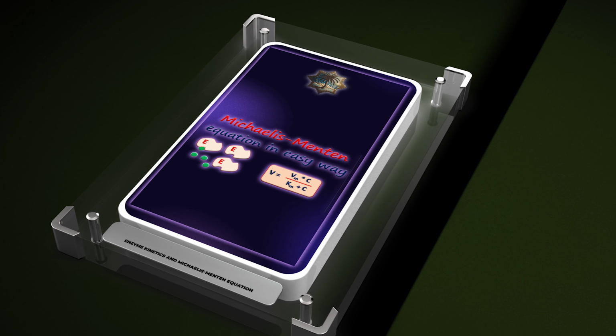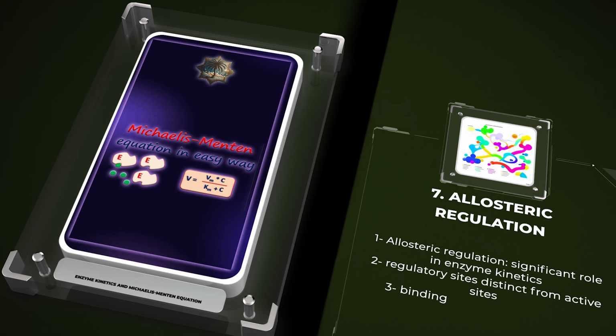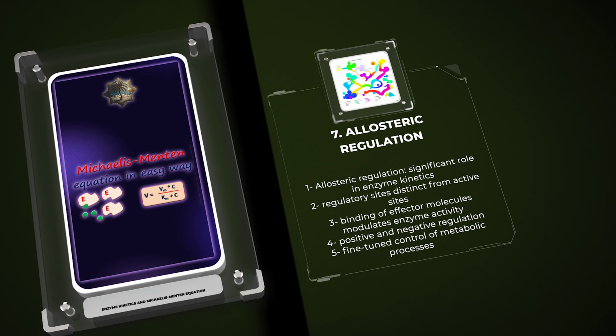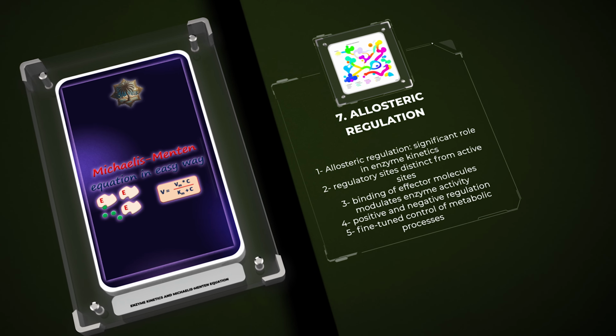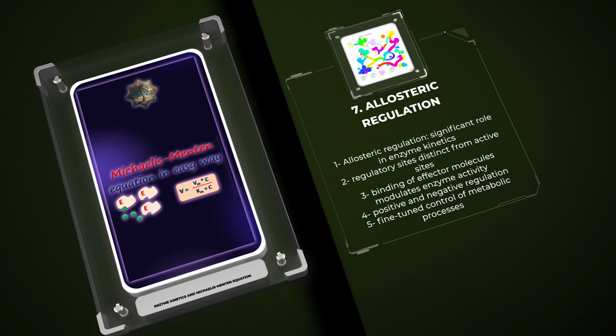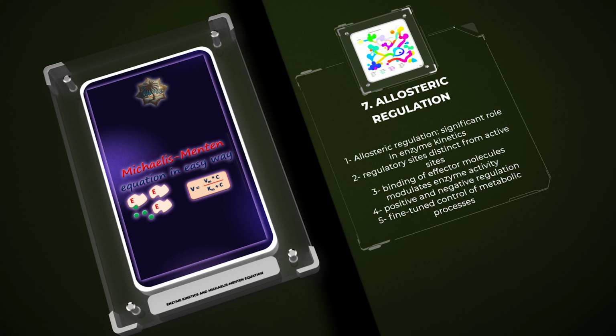Allosteric regulation plays a significant role in enzyme kinetics. Allosteric enzymes contain regulatory sites, distinct from their active sites, that can bind effector molecules. Binding modulates the enzyme's activity, either enhancing or inhibiting it. Allosteric regulation can be positive, activation, or negative, inhibition. Positive regulation occurs when the binding of an effector molecule enhances the enzyme's activity. Negative regulation, on the other hand, occurs when the effector molecule inhibits the enzyme's activity. Allosteric regulation allows for fine-tuned control of metabolic processes and is essential in maintaining homeostasis.